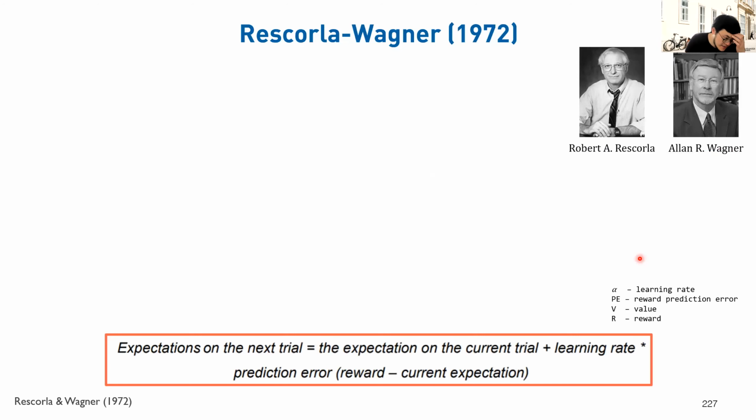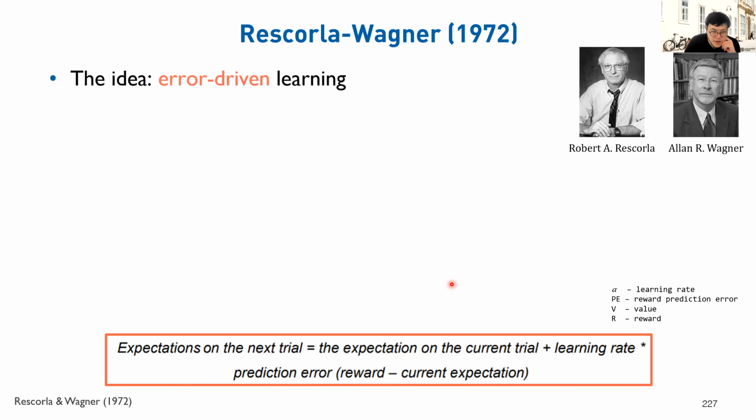So here is one more recap of what we learned last time, Rescorla-Wagner. In a verbal version of the model, the expectation on the next trial equals the expectation on the current trial plus a learning-rate-weighted reward prediction error. And the prediction error is again the difference between what you actually get and what you think you will get.